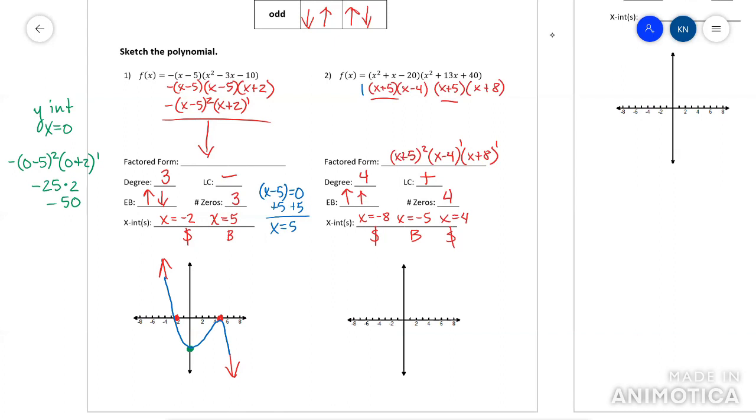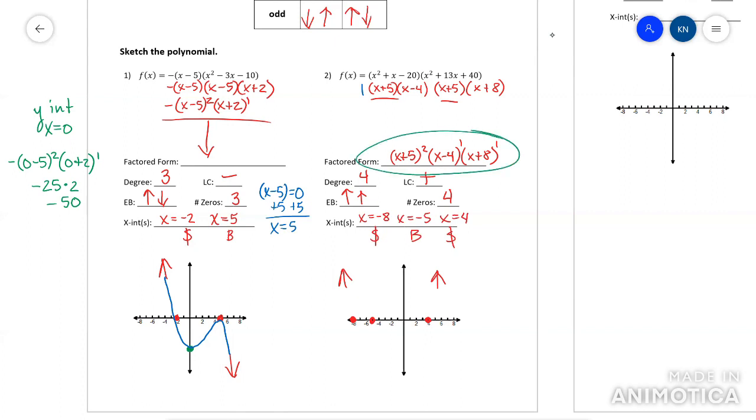Now in terms of graphing this, the first thing I would do is I would put my arrows on the graph. So I have an up, up, just like that. And then I would put my x-intercepts on the graph. So -8, -5, and 4. And then my y-intercept, again, it's not mandatory, but I would probably go get it.